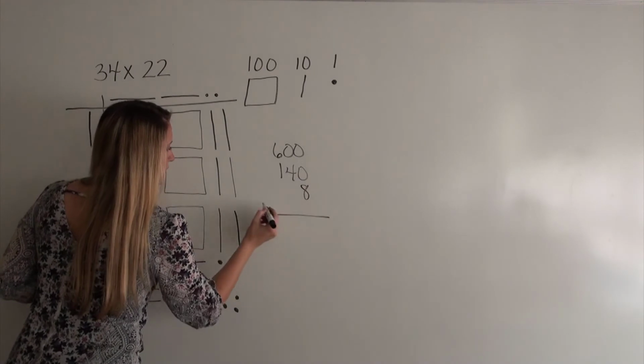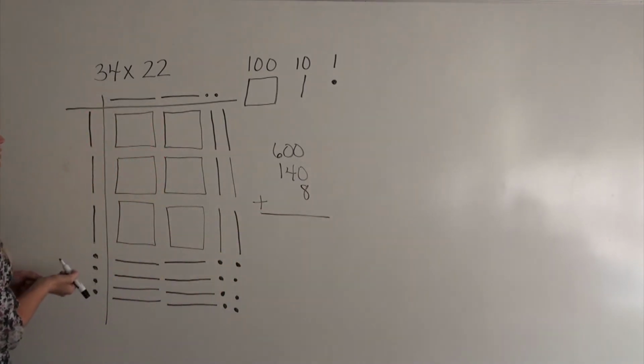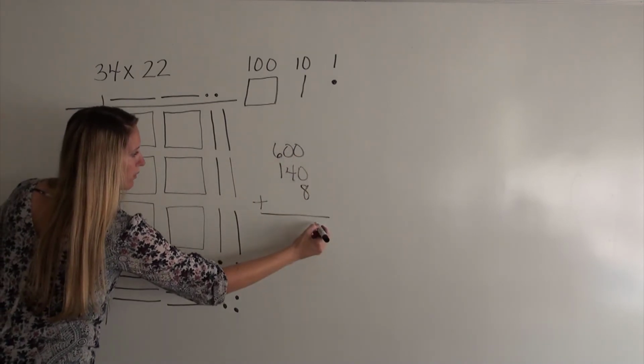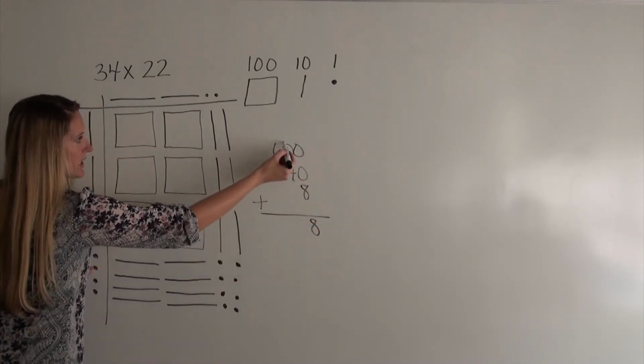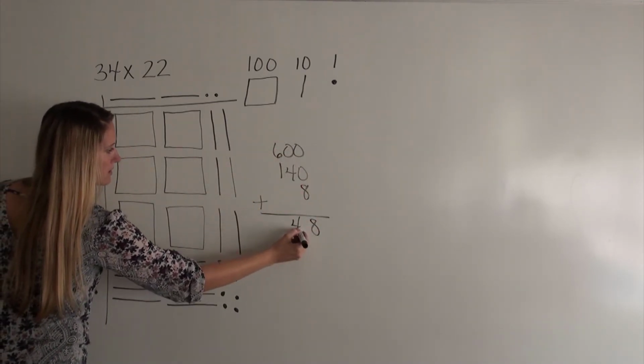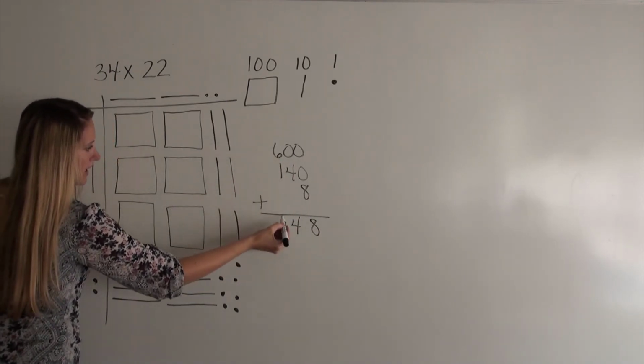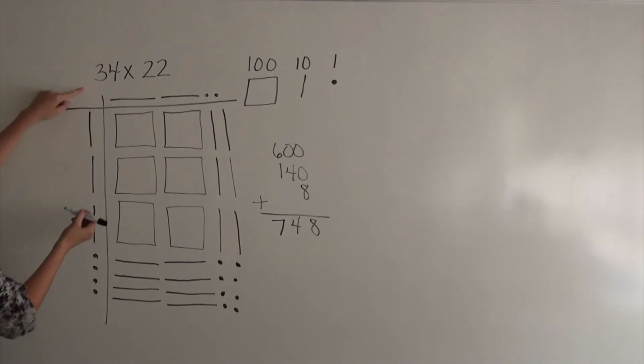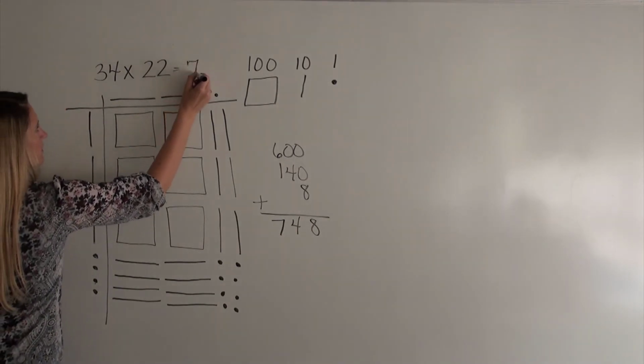I can add these partial products together to get my final product. When I'm adding in the ones place, I will have 8 ones. In my tens place, I have 4 tens. And in my hundreds, I have 7 hundreds. 34 times 22 is 748.